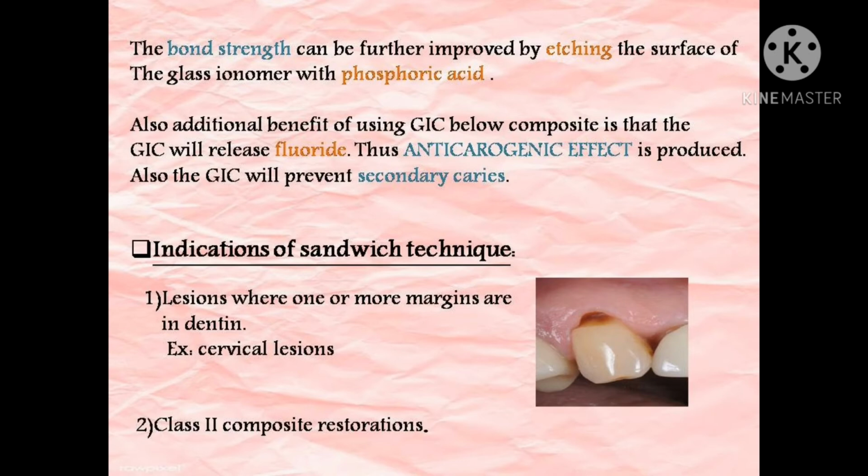There are two indications of sandwich technique. They are: sandwich technique can be used for restoring lesions where one or more margins are in the dentine, like for the cervical lesions. And the other indication is that sandwich technique can be used for class 2 composite restorations.